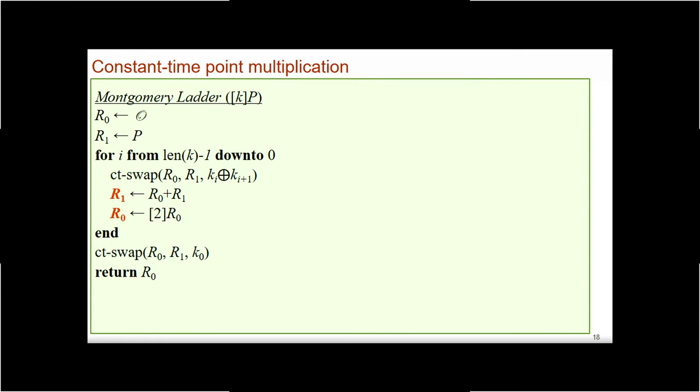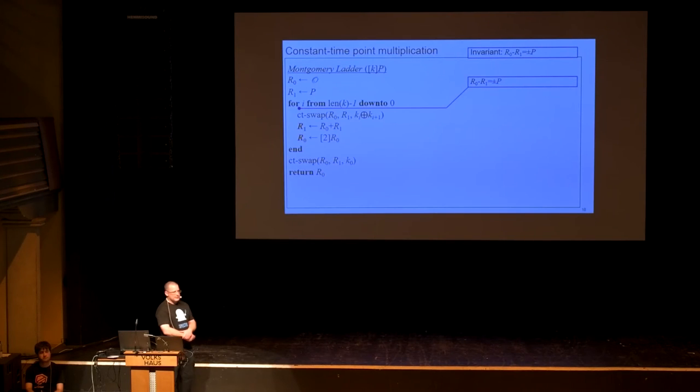And when we look a bit deeper, the first thing that we want to show is that we have an invariant that throughout the algorithm, R0 minus R1 is always plus or minus P. So we have a difference of one input point between the two variables that we track. That's relatively easy to see. When we start the algorithm, we just set them to infinity and to P, and the difference is P.